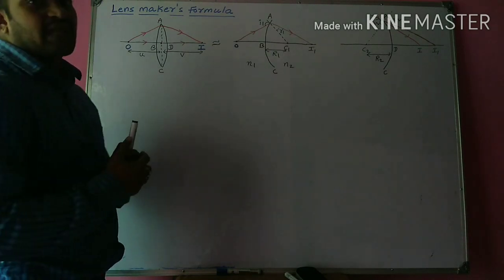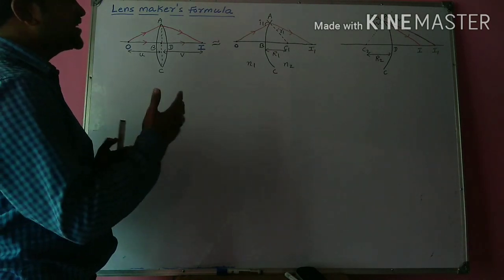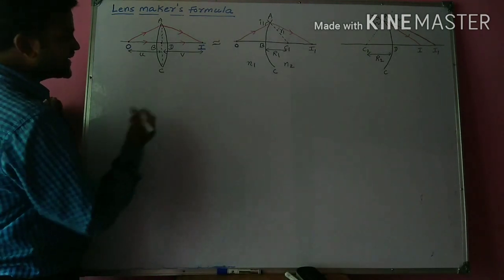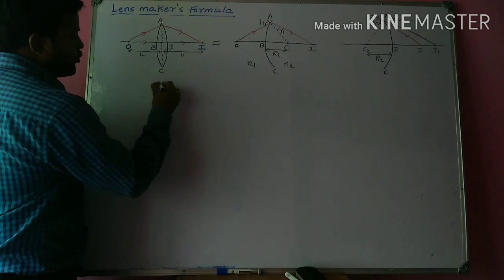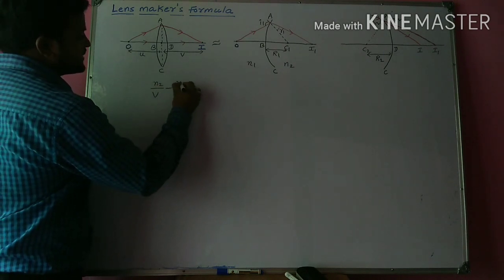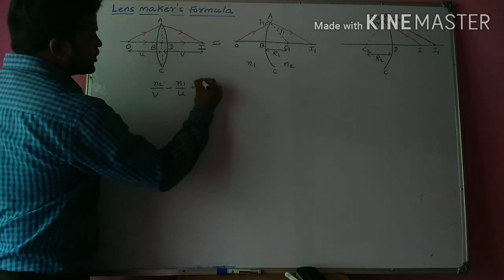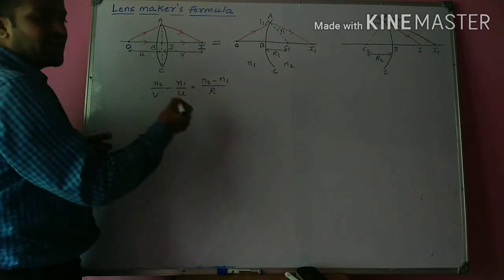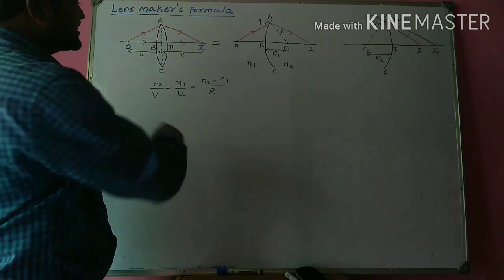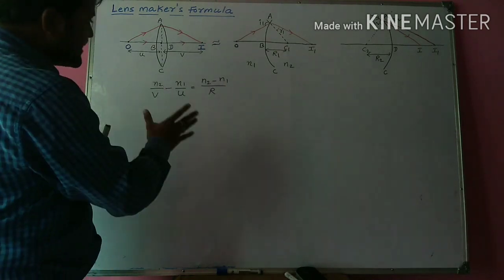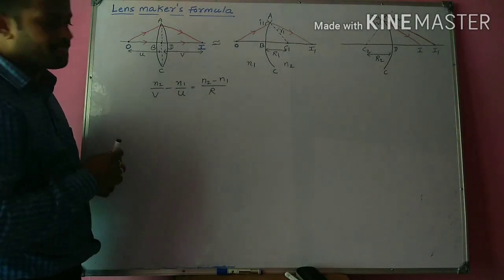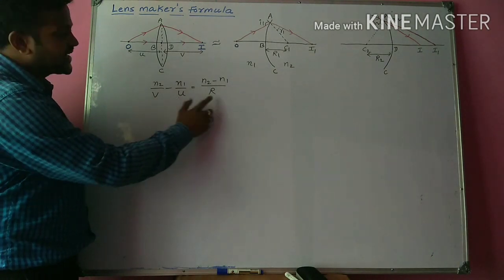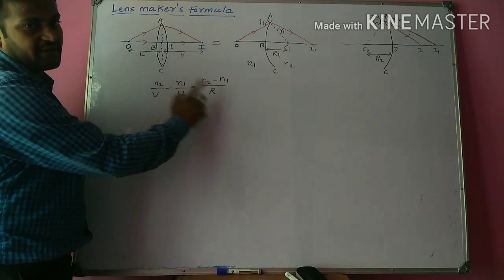Already we know the relation of refraction at a spherical surface, that is N2 by V minus N1 by U is equal to N2 minus N1 by R. This is the relation of refraction at a spherical surface. Actually, what is the meaning of this equation? Let us understand. Here, V means image distance, U means object distance, R means radius of curvature.